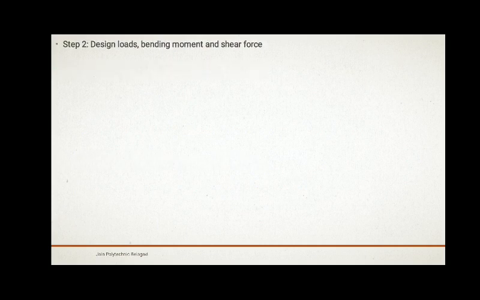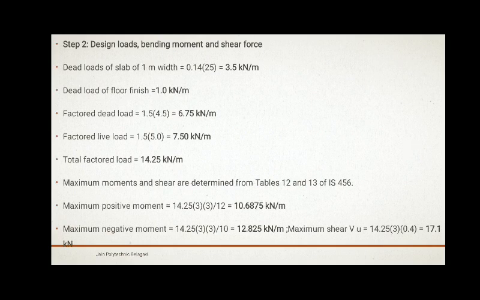Step 2 is determination of design loads, bending moment and shear force. Here we have to determine the loads. First one is the dead load of slab for 1 meter, we get 3.5 kilonewton per meter. The dead load of floor finish is given in the question. Adding both dead loads, we get 4.5 into 1.5, we get 6.75 factored dead load. Factored live load is 1.5 into 5, we get 7.5 kilonewton per meter. Now the total factored load is equal to 14.25 kilonewton per meter.